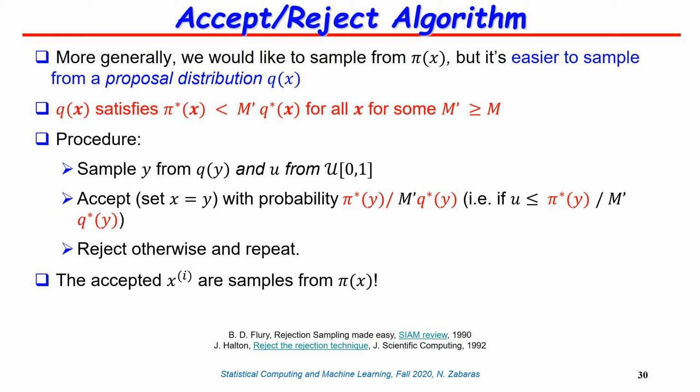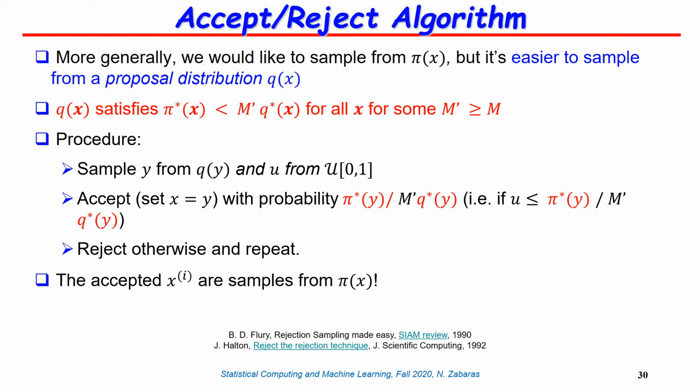So the first one is, don't sample from pi, sample from q of x. So that's the idea of the proposal distribution. The second is, do not accept the samples y from q of y right away, but accept them with some probability. That's the acceptance probability that I call here pi star of y divided by m star q star of y.